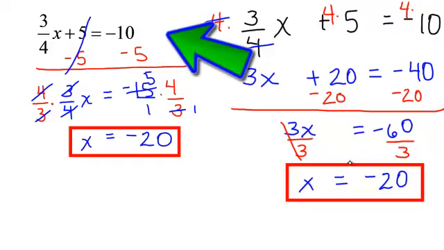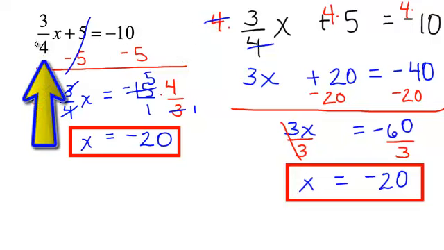The first method I used, I realized that the only fraction there was with the variable. So I got rid of the positive 5 first. Then when I got down to one step, the variable being multiplied by a fraction, I chose to multiply by the reciprocal. And we still got the same answer. And that's not magic. That is mathematics.